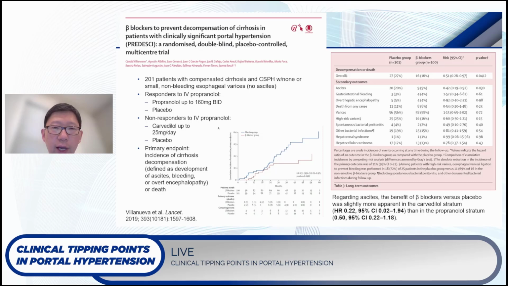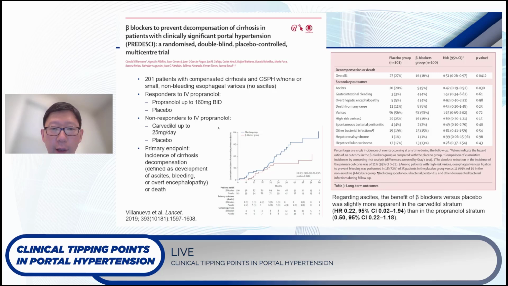In the next two slides, I'm going to briefly touch on, in the interest of time, a couple studies that I think help to underscore the evidence base for non-selective beta blockers. This includes the landmark PREDESCI randomized placebo-controlled trial, in which 200 patients with compensated cirrhosis and CSPH, but without large varices, they had to be none or small, were randomized to either propranolol or placebo, basically a beta blocker or placebo. And this includes both responders to propranolol and non-responders to propranolol.